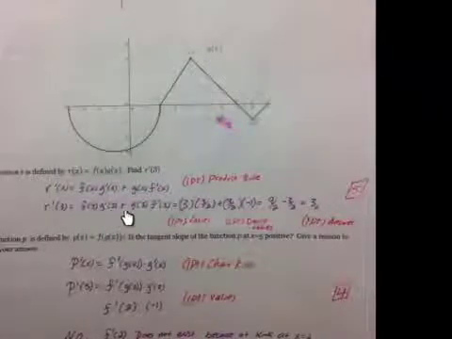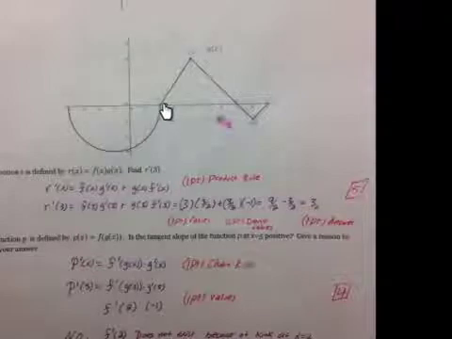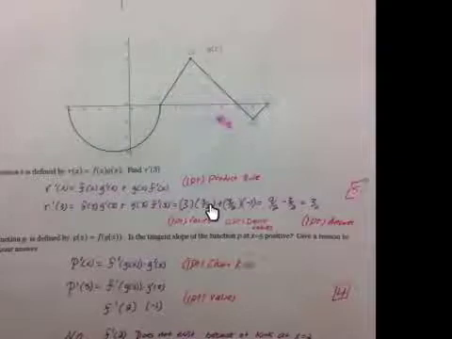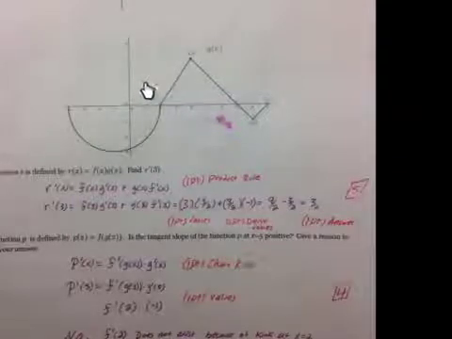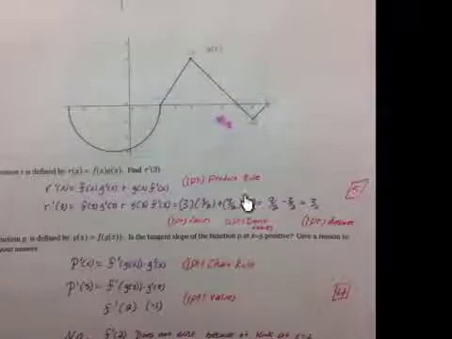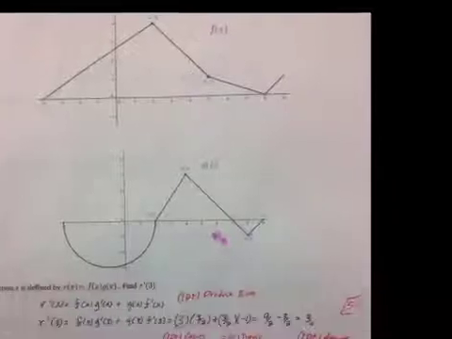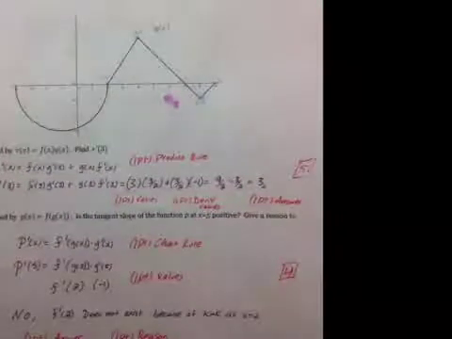G prime of 3 is measuring the slope. So the slope at 3 is the line segment right here. The slope of this line segment is 3 over 2. G of 3 happens to also be 3 over 2, the value. And then f prime of 3 is measuring the slope at 3. So the slope at 3 is a slope of negative 1 over 1. So that's how I get that value, and it simplifies to that.